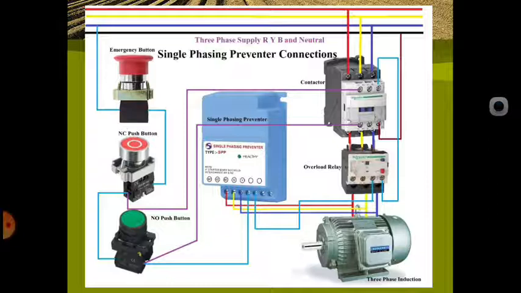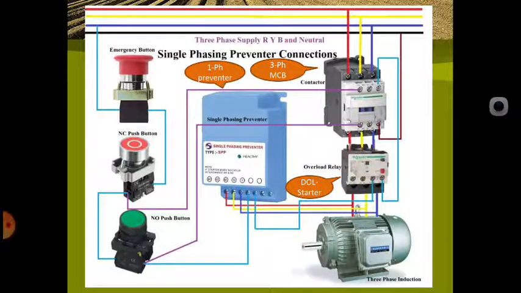So you can see here how it is connected. It is similar to this one: here is a 3 phase MCB, and next we are connecting the dual starter, and the overload relay is provided, and this is the single phase preventer, and this is the 3 phase energy meter. So how the single phase preventer is connected you can see here. RYB neutral is connected to the same, coming before the overload relay, and before that it is given to the single phase preventer.